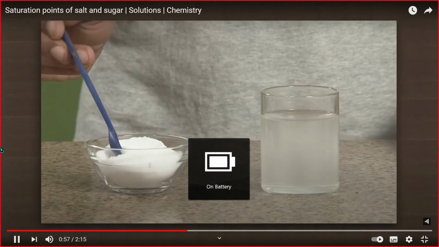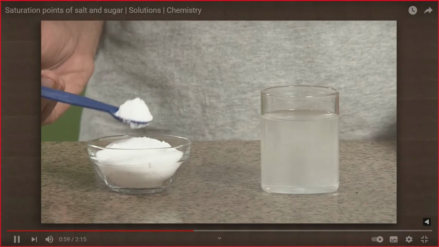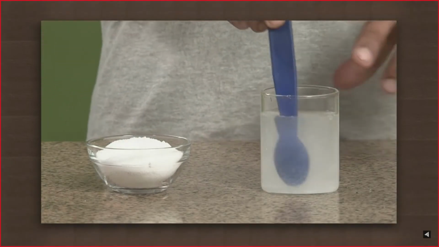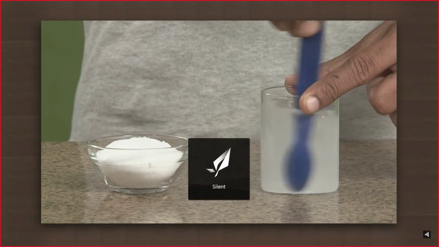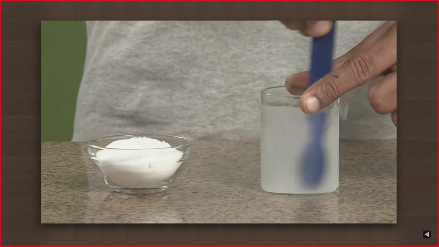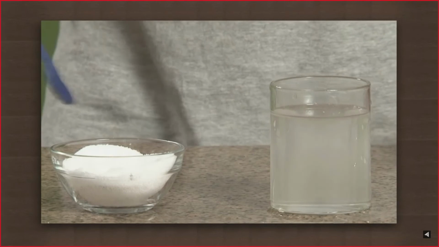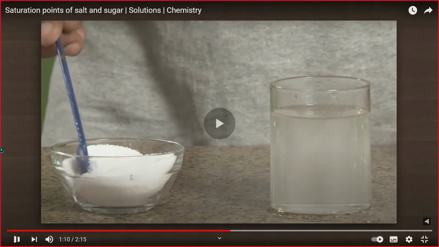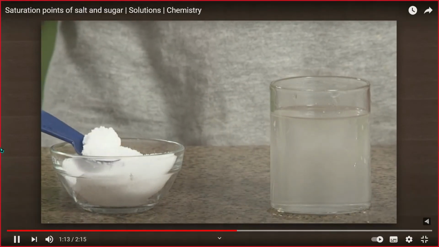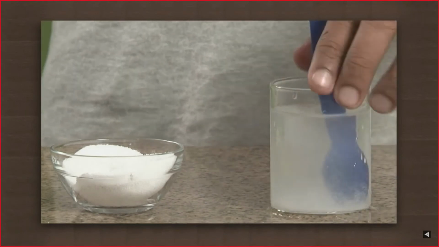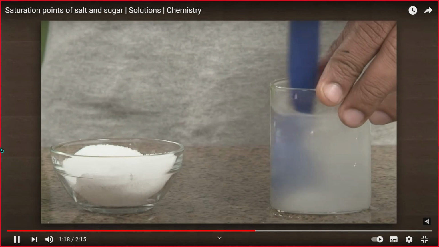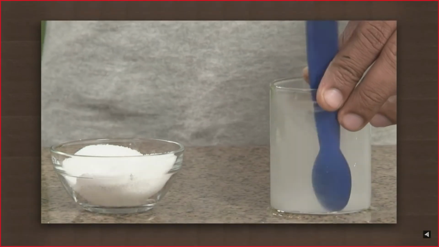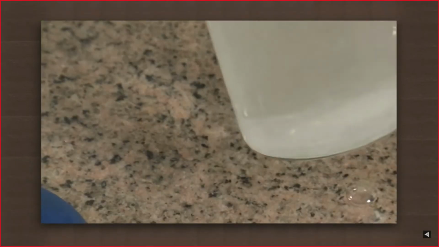Continue adding salt until you find that some salt remains undissolved. At this moment he's adding more spoons to find the saturated point. Here we can see a saturated solution of salt in water under normal conditions of temperature and pressure.